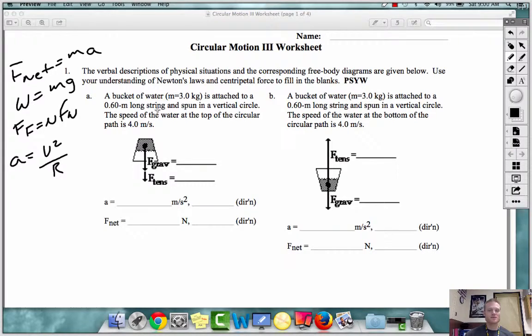So let's take a look at the first question. It says a bucket of water that has a mass of 3 kilograms is attached to a 0.6 meter long string and spun in a vertical circle. The speed of the water at the top of the circle's path is 4 meters per second. Okay? And they want you to basically solve all this stuff.